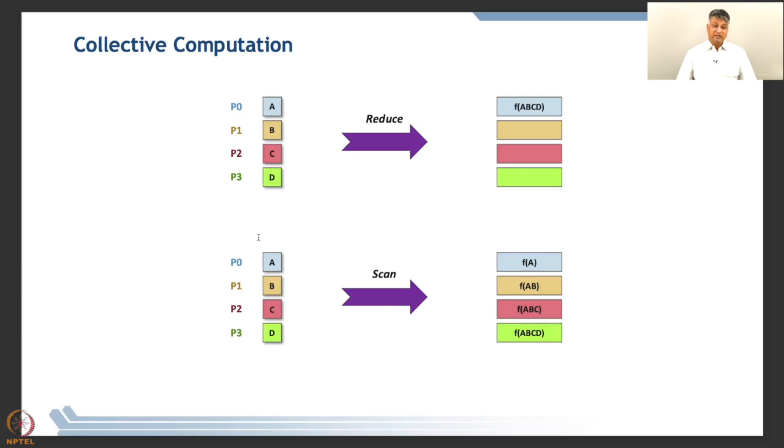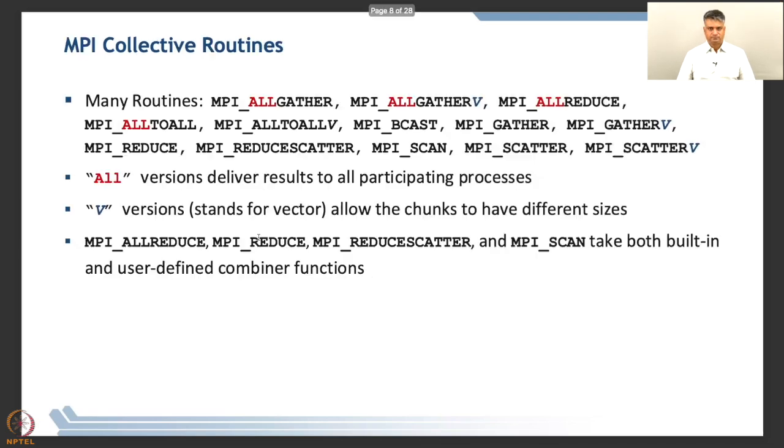For the process P2, it will give me a sum of A, B and C. And for the process P3, it will give me a sum of A, B, C and D. So, you can think of it as doing partial sums sequentially. As you keep going higher in ranks, it is going to do more and more cumulative sums. So, that is the MPI scan function.